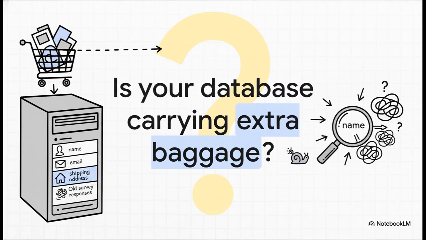Okay, so picture this. You're running a massive online store, right? And your customer database is just huge. It's got tons of columns: name, email, shipping address, and maybe even stuff you barely ever look at, like old survey responses or personal preferences. Now, what happens when your system just needs to grab a customer's name? Well, it has to dig through all that other junk, all that extra baggage. And yeah, that's going to slow everything way, way down.